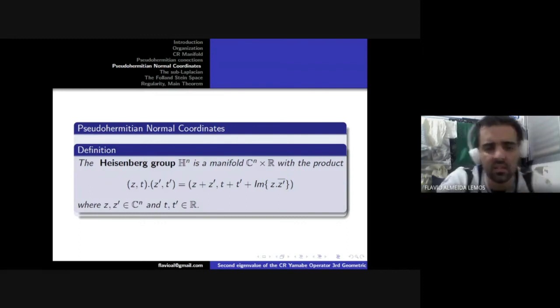The Heisenberg group is defined in the following way. The Heisenberg group is a manifold with the product, where z is a complex number and t is a real number. All right.